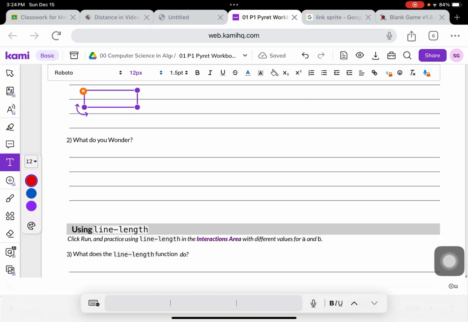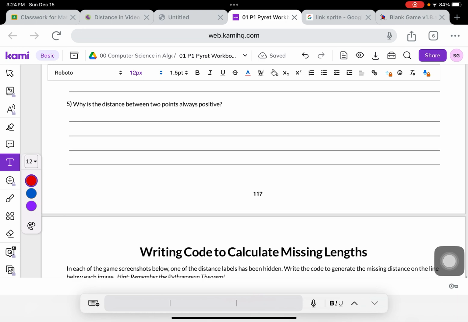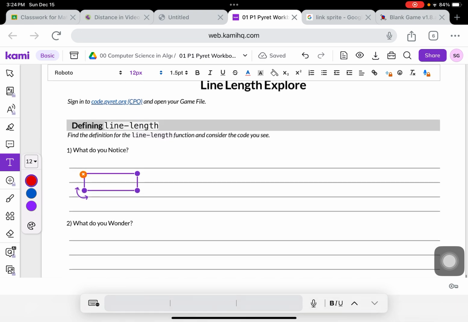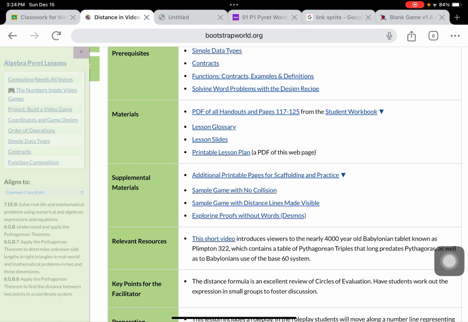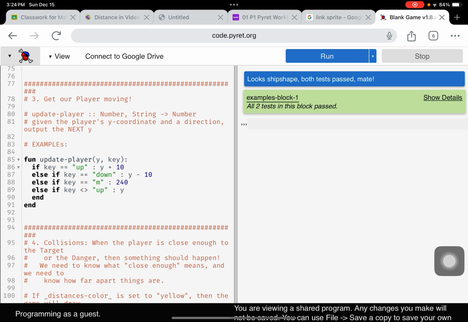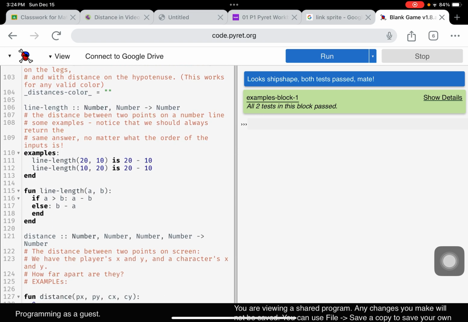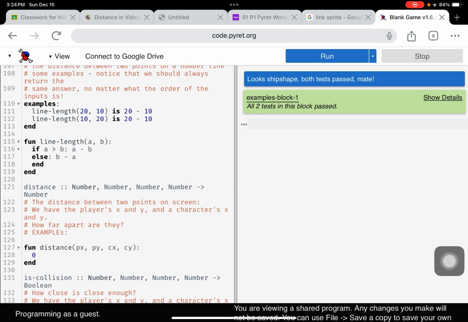Hello. So now we'll go over using distance in your game. If you look at your game file, there's a line length program. I'll be honest with you, the line length program is really not necessary, but because we're going to square it, and when you square it, it makes it positive.